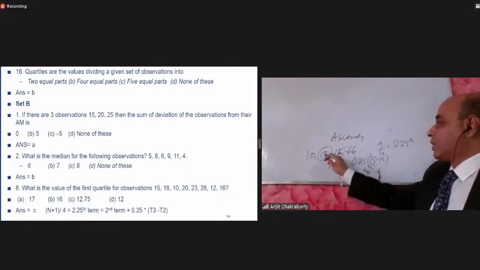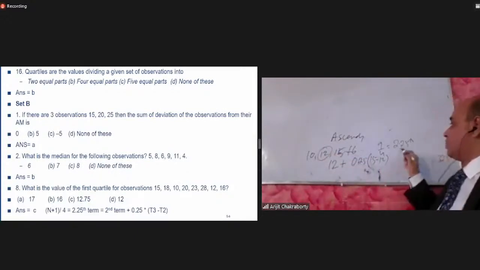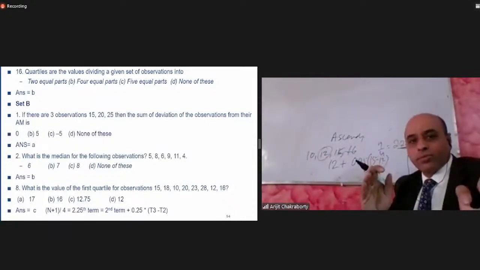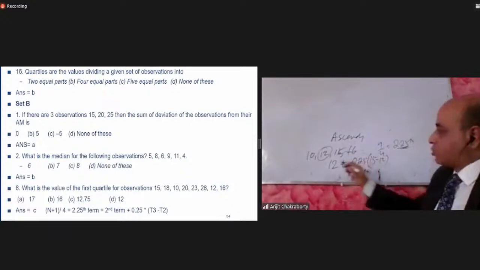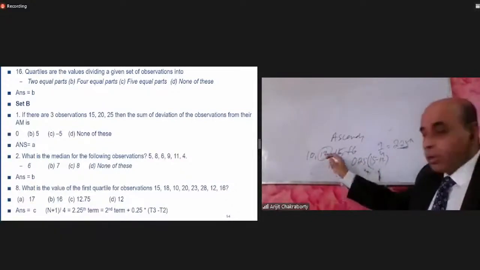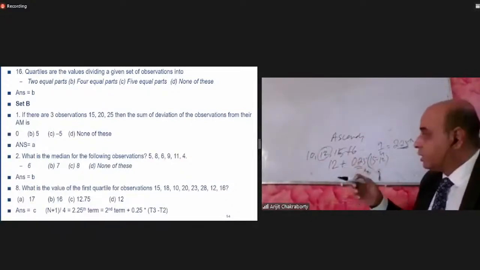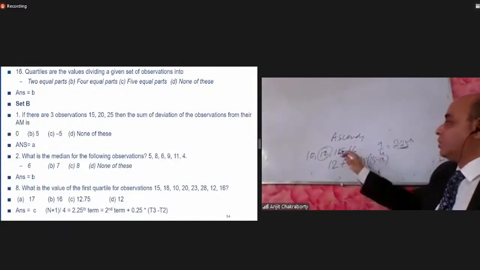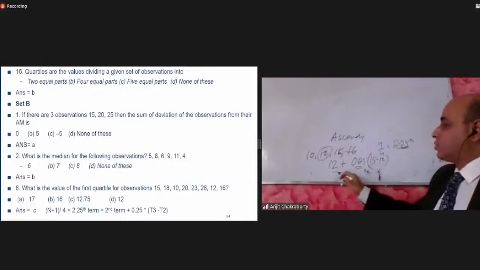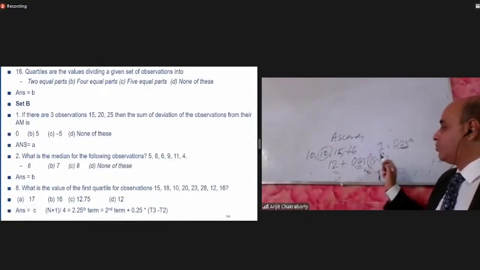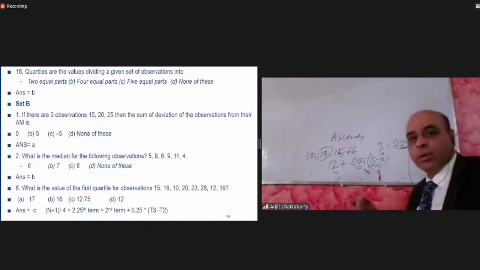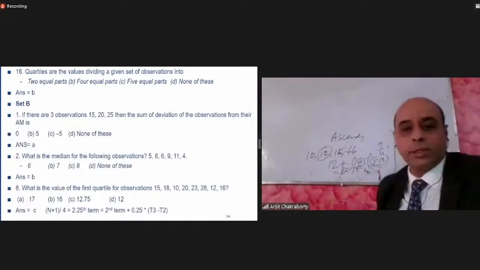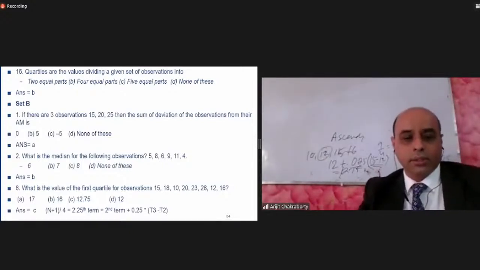So 12, the second term, plus 0.25. 2.25 is broken into 2 plus 0.25. So second position we have taken 2 plus 0.25 into the third term minus second term. Second term is 12, but third term is 15. So 15 minus 12 gives 12 plus 0.25 into 3. 0.25 into 3 is 0.75 plus 12. So 12.75 should be the answer, and this means the answer is option number C.